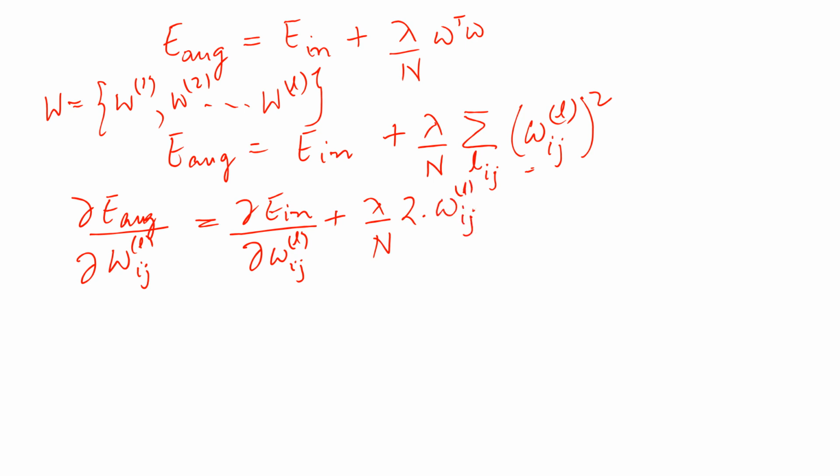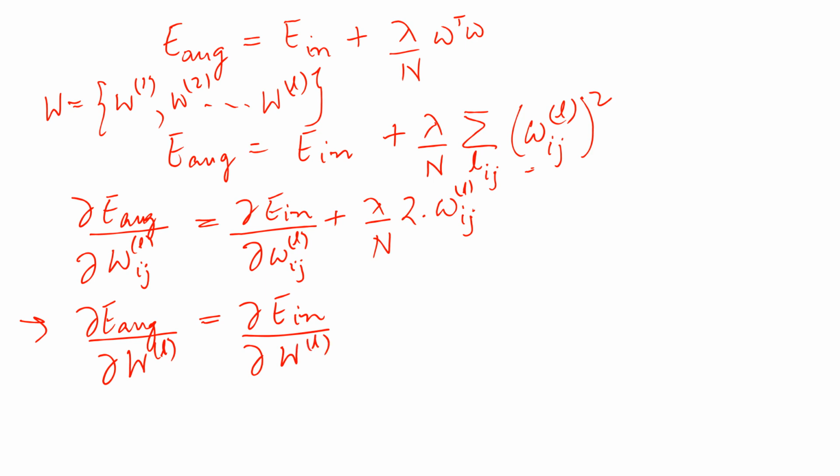Of course, for the entire matrix I will have a similar application, except that instead of the components I have the entire matrix. So I'll have the gradient of E_aug for my entire W^(L), and the same will apply here: the gradient of E_in with respect to W^(L), plus 2 times lambda over n, this constant term, times my entire W^(L) for layer L, the entire matrix.